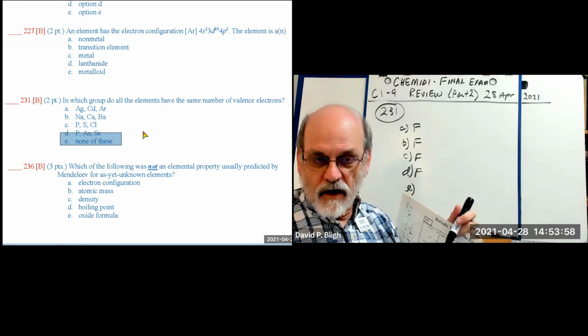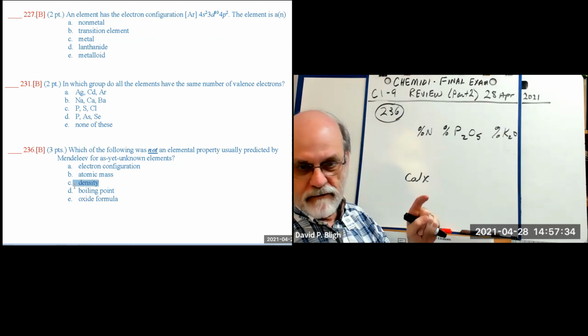Okay, so let me get back to the point. He did predict oxide formulas. That's true. Boiling points, yep. Densities, oh yeah. Atomic mass, most certainly. Electronic configuration, no way. Mendeleev predated electronic configuration. We're just starting to get a handle on it. It had not worked its way through the scientific community at this time. So A is the one that he did not predict, electronic configuration.